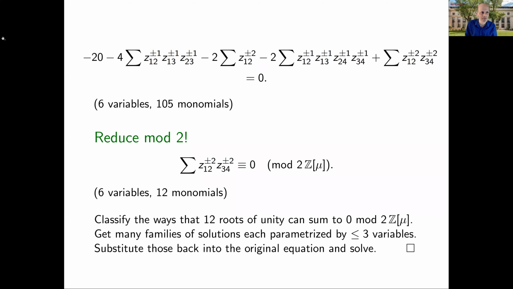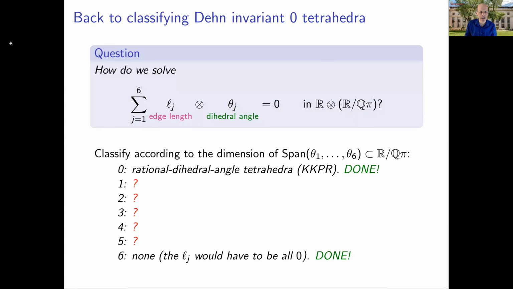All right, so let me now go back to the larger problem about classifying all the Dehn invariant zero tetrahedra, not just the ones that have rational dihedral angles. Recall the equation that we need to solve is this one. We have a tetrahedron, and these L sub j's represent the six edge lengths, and these thetas are the corresponding dihedral angles along those edges. We need to find all the tetrahedra for which this sum is zero in this tensor product.